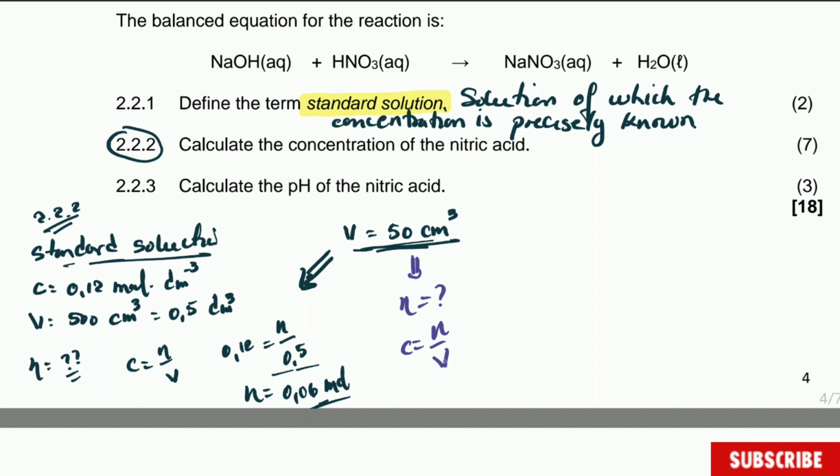Now this volume is the 50 cubic centimeters, guys. So if you substitute, the concentration is the same for the 50 cubic centimeter. So 0.12 is equal to the number of moles we're looking for divided by 50 divided by 1000, which is 0.05. So the number of moles that we get in 50 cubic centimeters is going to be 0.05.